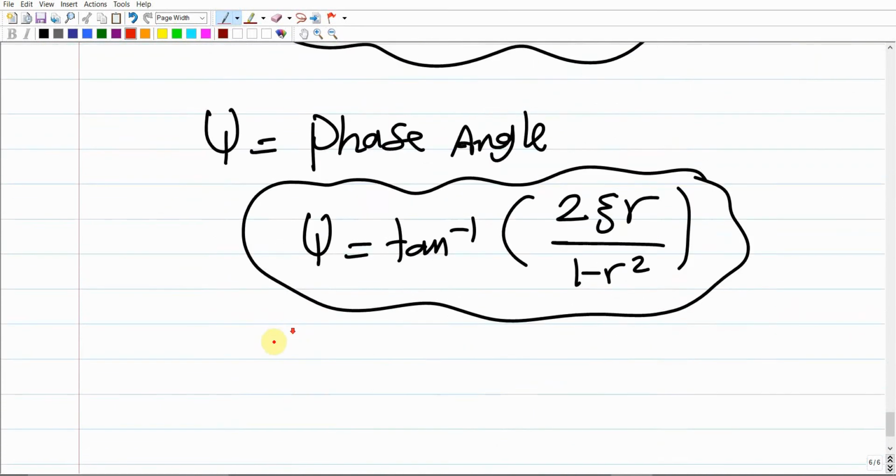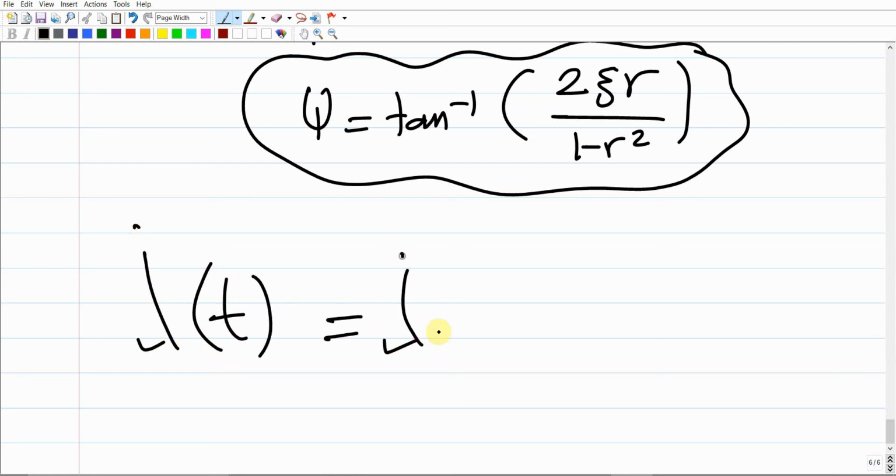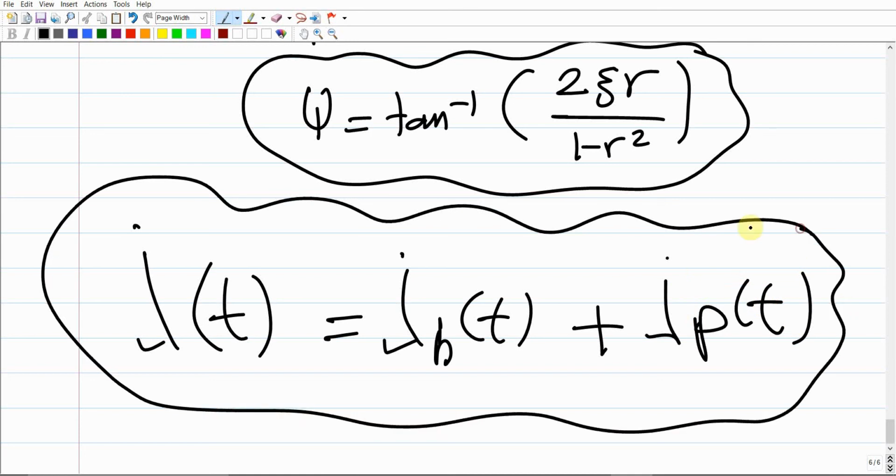or the particular solution. If we add them together, we shall end up with the total current function. It should be the homogeneous part as we discussed for the different four cases plus the particular solution. So this is going to give us the total current function.